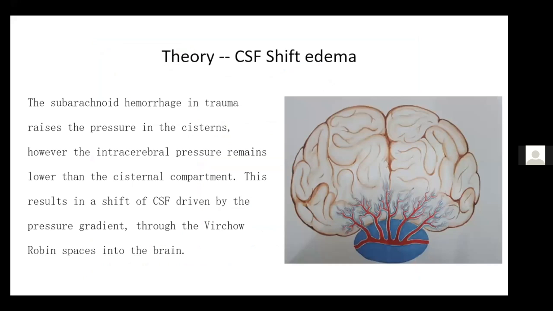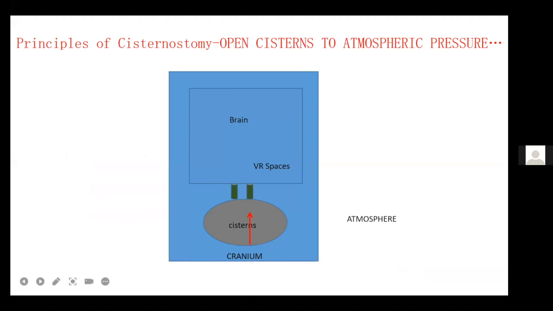Glymphatic pathway system. This is Cherian's theory about CSF shift edema. When brain injury and subacute hemorrhage in trauma raise the pressure in the cistern, and the intracerebral pressure remains lower than the cistern compartment, this results in the shift of CSF driven by the pressure gradient through the virtual Robin space into the brain. And this is the principle of cisternostomy.